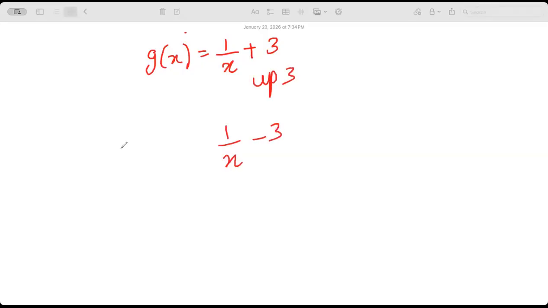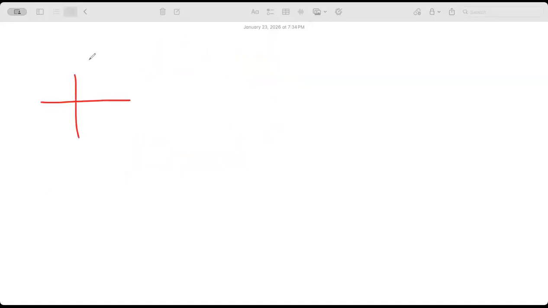Now how about this? g of x equal to 1 by x plus 3. What is this? It goes up 3. How about 1 by x minus 3? Down 3. Yep, down 3. So basically what happens, guys? A graph like this, down 3 means the graph becomes like this. That's it, 3 down. So minus 3 becomes your asymptote. Am I making sense?